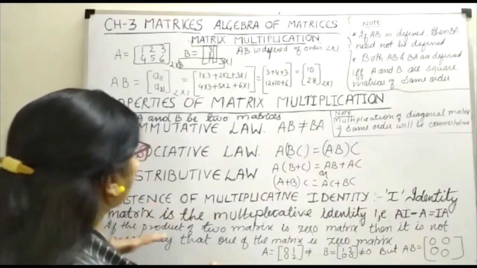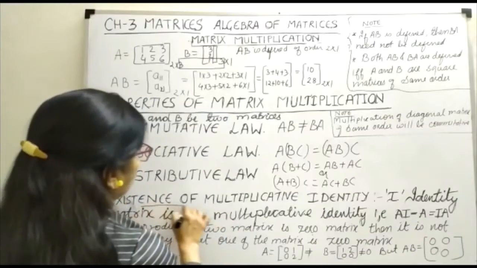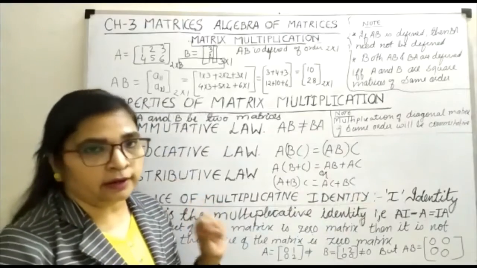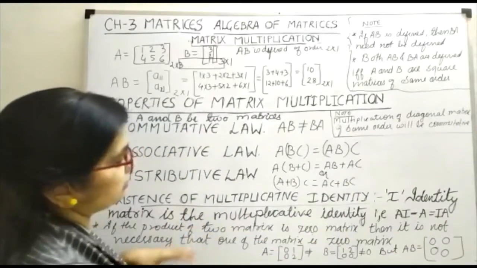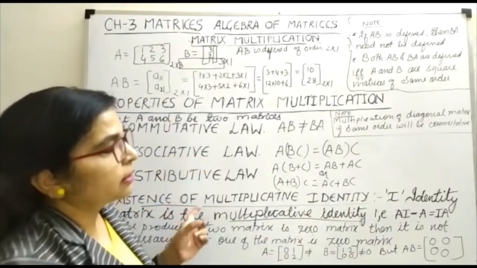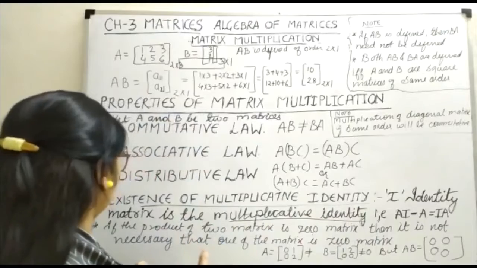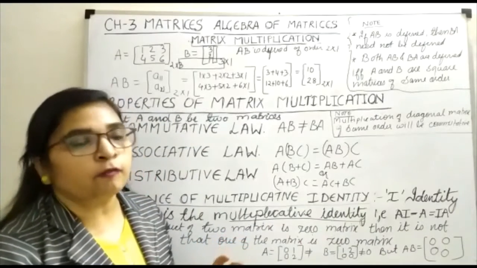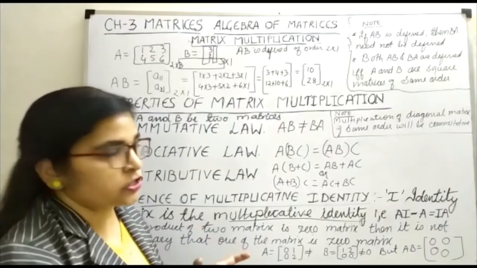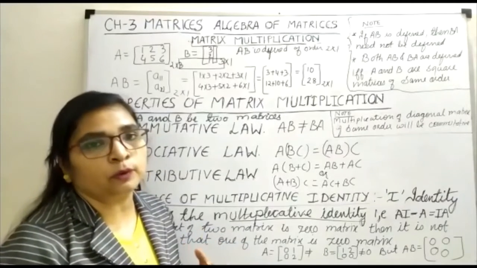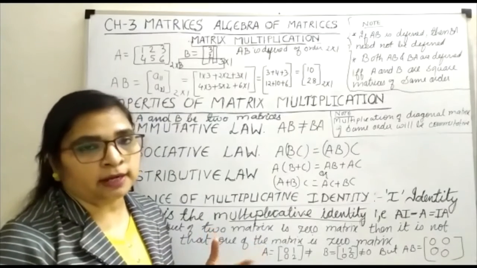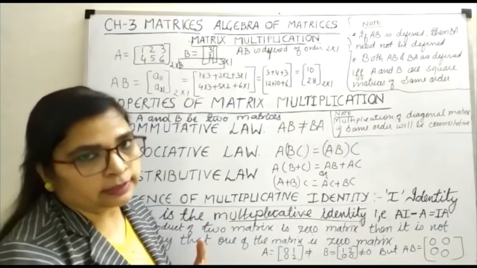Okay. Now let us move to the existence of the multiplicative identity. The identity matrix I is the multiplicative identity. That means AI is equal to A is equal to IA. That means the effect of multiplying any matrix with the identity matrix is that it remains unchanged. Like in simple mathematics, when any number is multiplied by 1, you get the same number. That is, 1 is the multiplicative identity.